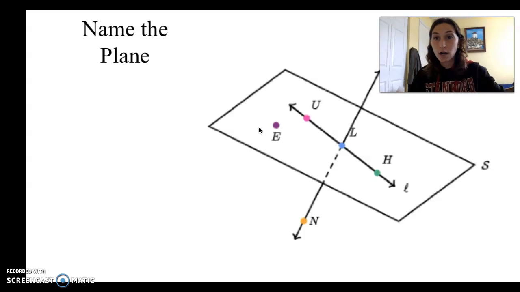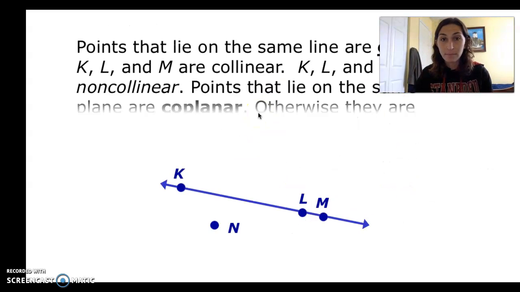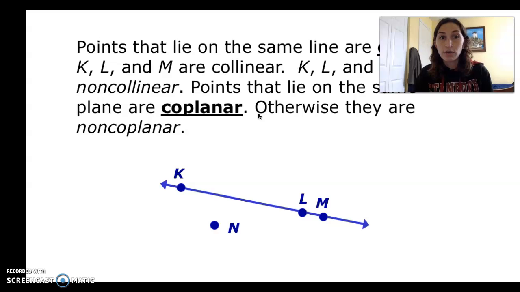So these are different ways I can name this plane. So now, points that lie on the same line are called collinear. Notice the word line is in collinear. So K, L, and M are collinear. The reason they are collinear is all of these points lie on the same line.